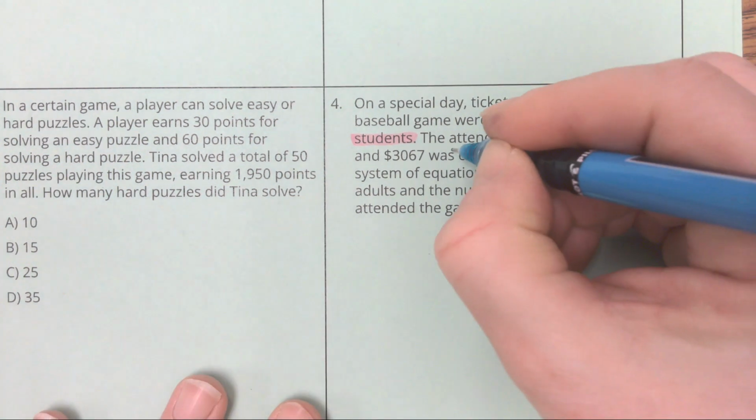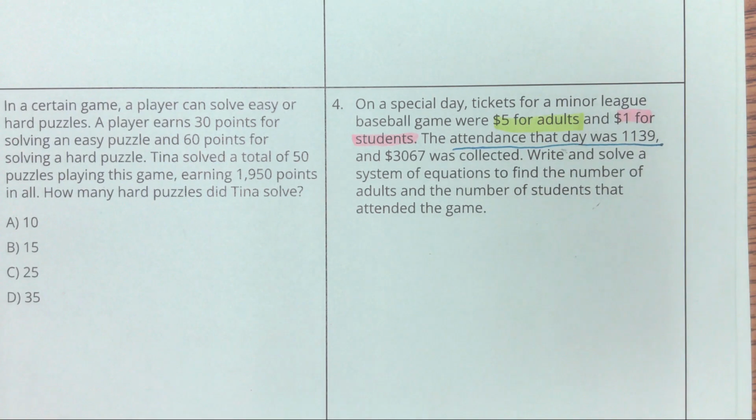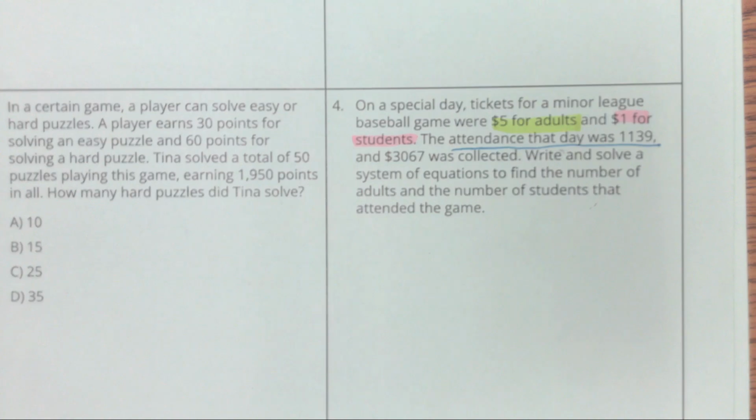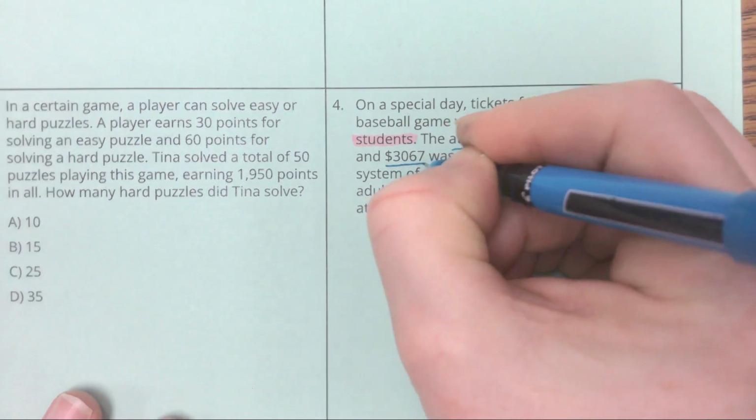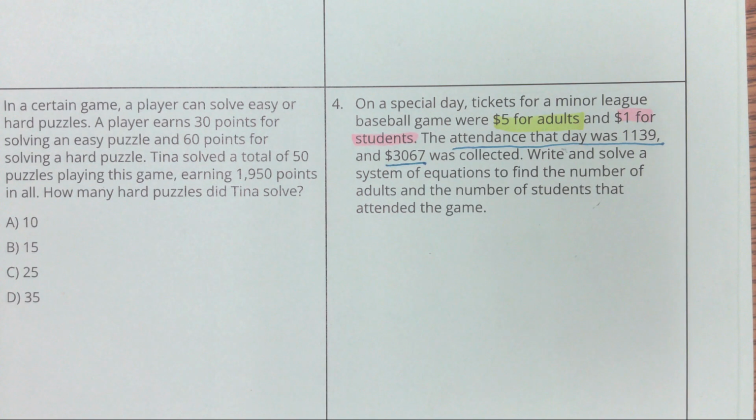The attendance for that day, what does the word attendance mean? How many people went? The total people who went. Now, I understand there's more than adults and students, but let's just pretend that's all that's there, okay? And also, we have the total of 3067. Would you try to write the system of equations for that, please, based on what I just told you?